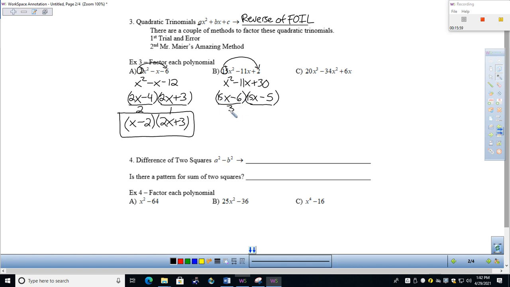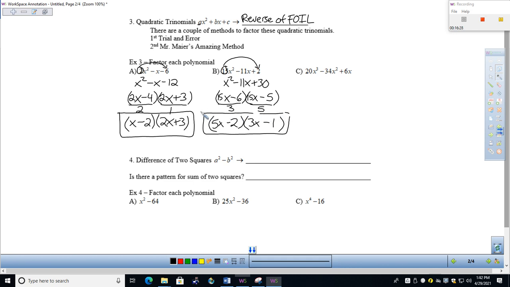Well, it looks like 3 will go into them. What divides into each of these numbers? Looks like 5 will go into them. And when I do that division, I get 5x minus 2, and I get 3x minus 1. So do the division in each case. There we go. This, and then this, and this should be our answer.